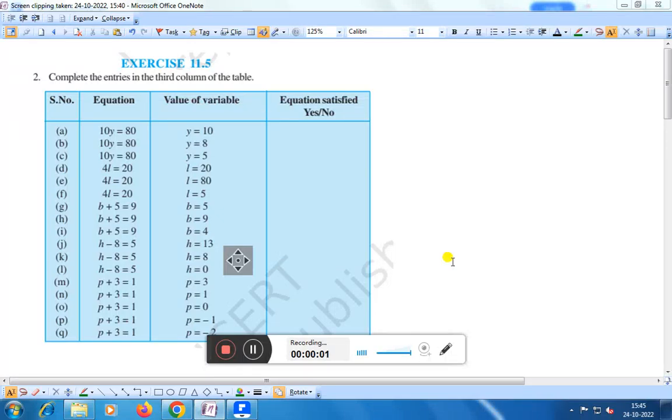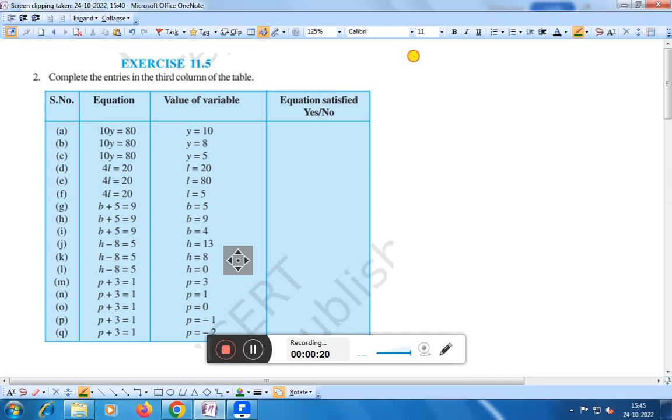Hello everyone. Today we shall discuss exercise 11.5 question number 2. Complete the entries in the third column of the table. Here the equation is given, 10y is equal to 80, and the value of the variable y is 10. If we take y equal to 10, let us take question number A.